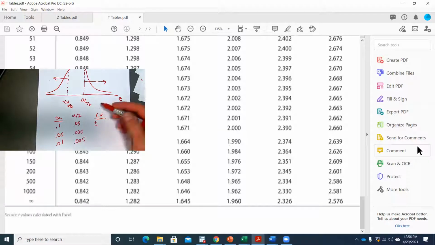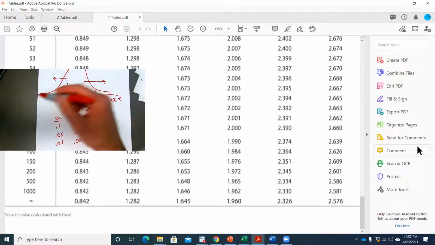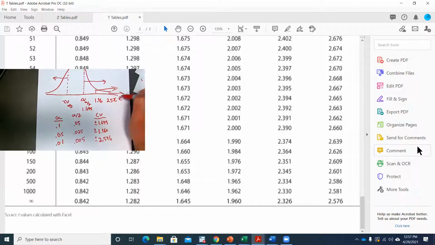And remember, I've got a pair of them. So it's plus and minus 1.645, plus minus 1.960, and plus minus 2.576. I've now got my critical values for all of them. If I were to plot these, here's 1.645, here's 1.96, here's 2.576. And I could do the same thing over here for my two-tailed test, draw my rejection regions.